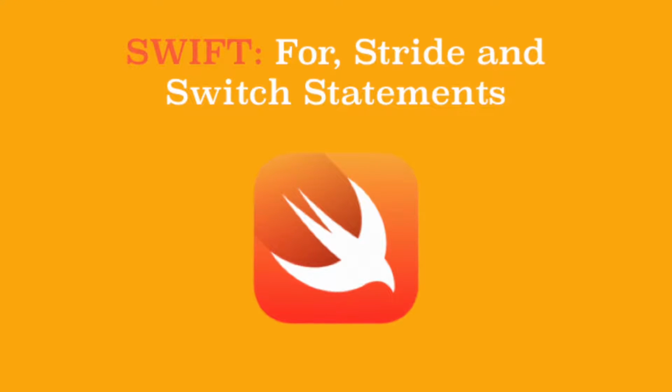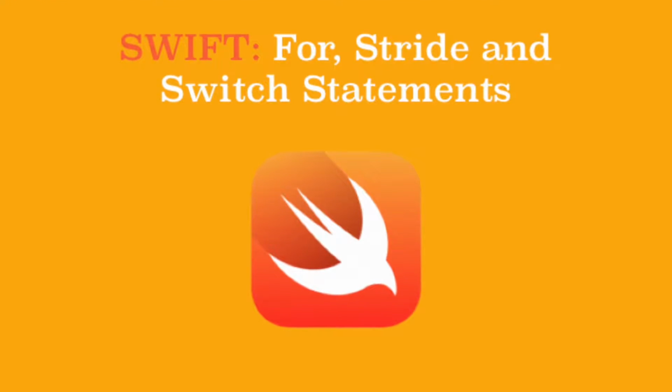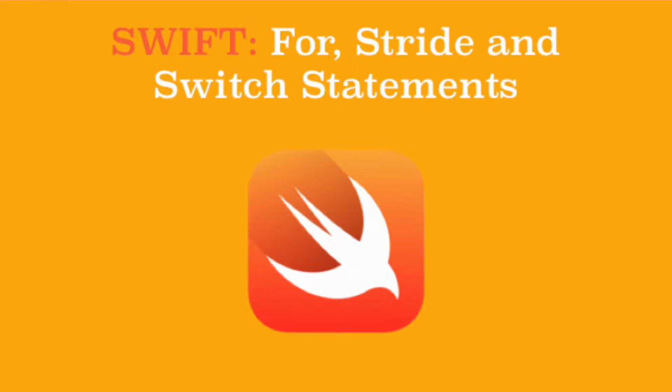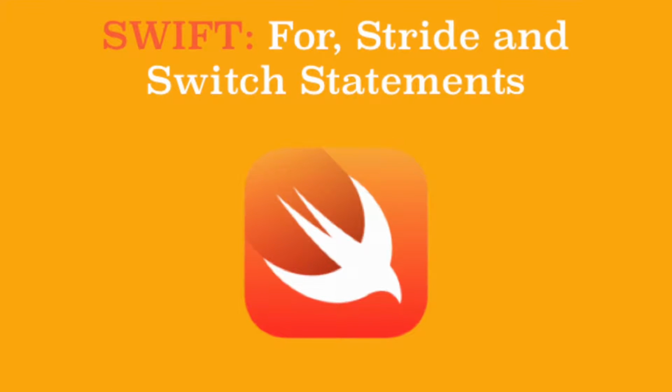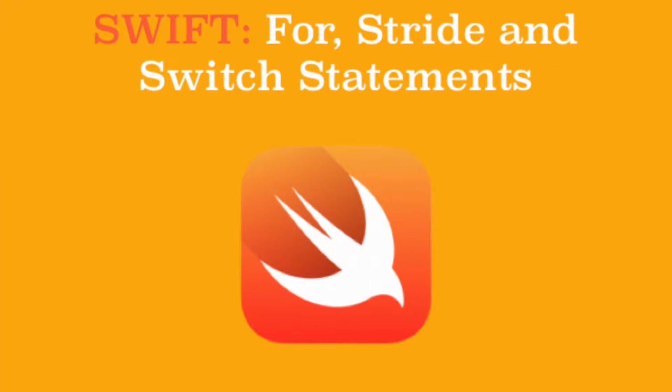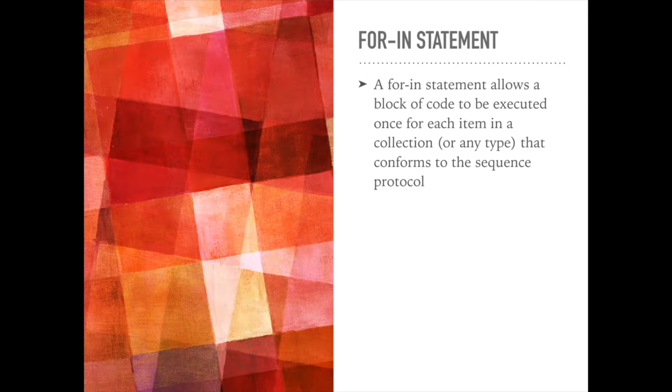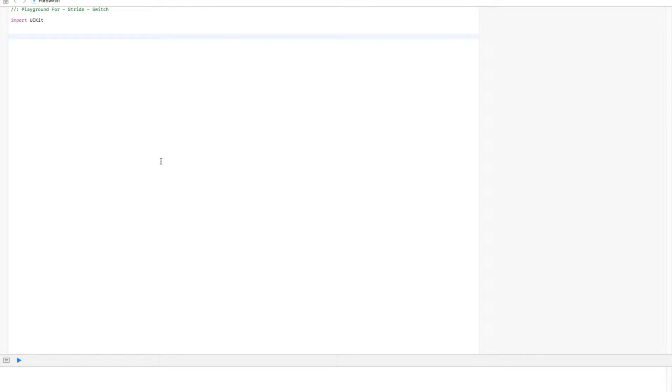Hello and welcome. In this video, we're going to demonstrate how to use a for-in statement, a stride, and also a switch statement. So let's get started. As a quick note, a for-in statement allows a block of code to be executed once for each item in a collection, or any type that conforms to the sequence protocol. So let's get started with the for statement.